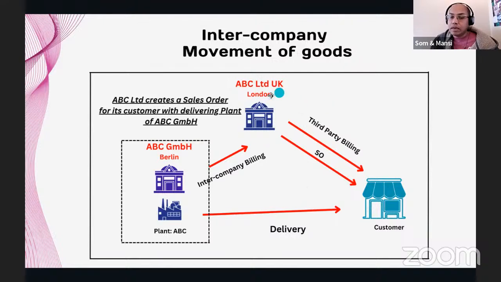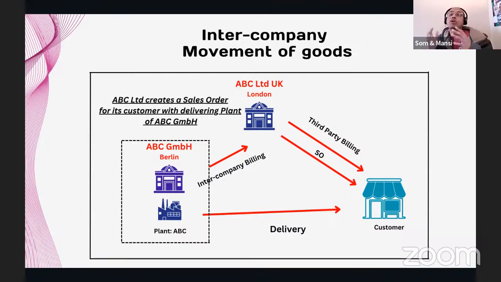SAP allows you to create a sales order by this entity, ABC Limited UK, in their books of accounts, or in their sales process with their sales organization. The sales organization in the SD module, the sales and distribution module, handles the sales and distribution process. They have the sales org, distribution channel, and division. This is called the sales area. These are different elements of how you track what you sell and how you sell: sales organization, distribution channel, and division.